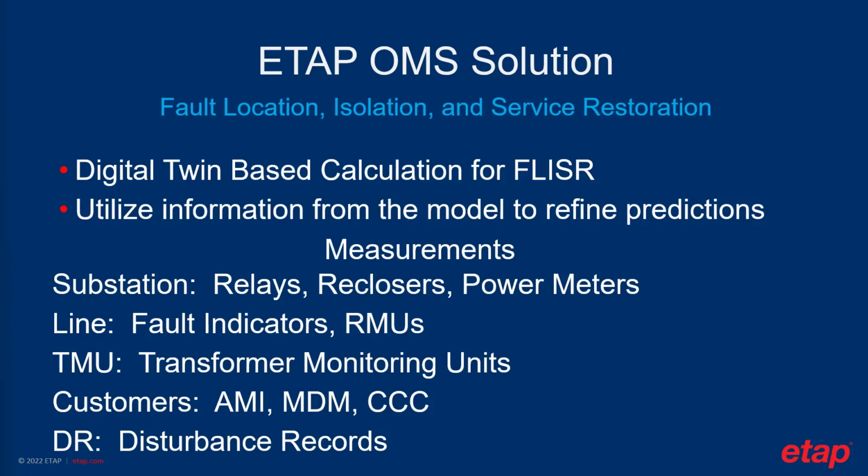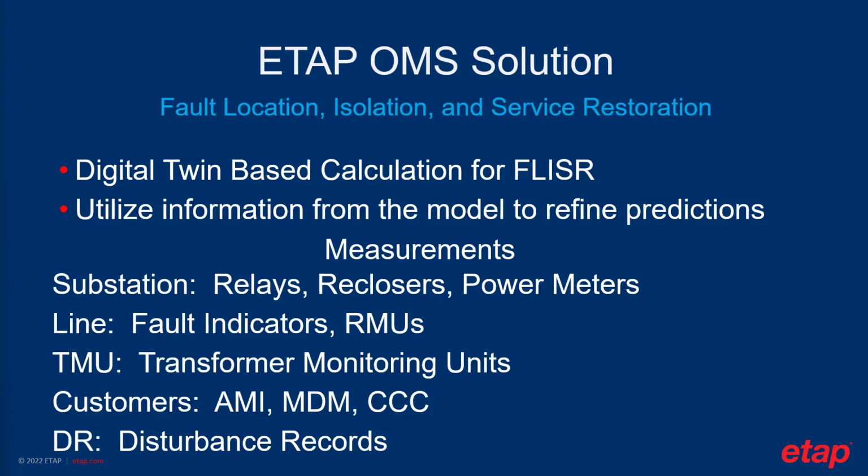So it's using that digital twin to be able to calculate the fault location. Utilize information from the model to refine your prediction. So the more information you have, the more refined your predicted fault location will be. Some of the measurements we use, and of course we don't have to use all of these.